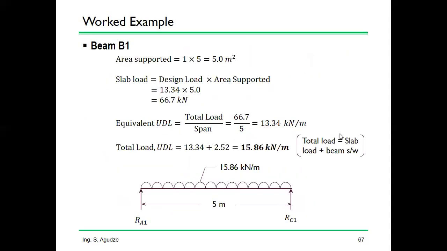Okay, so you see that beam 1. You see that the area supported has been calculated here. Do you see? 5 meters square. And the slab load is simply the design load times the area supported, and this is 66.7 kilonewton. Because it's acting on the beam, it's more reasonable to convert it to kilonewton per meter. In that case, I'll just take the span of that beam and divide the total load by the span, and I'll get kilonewton per meter.